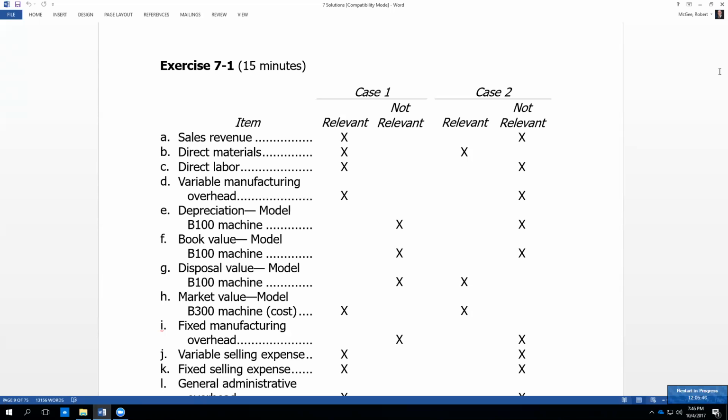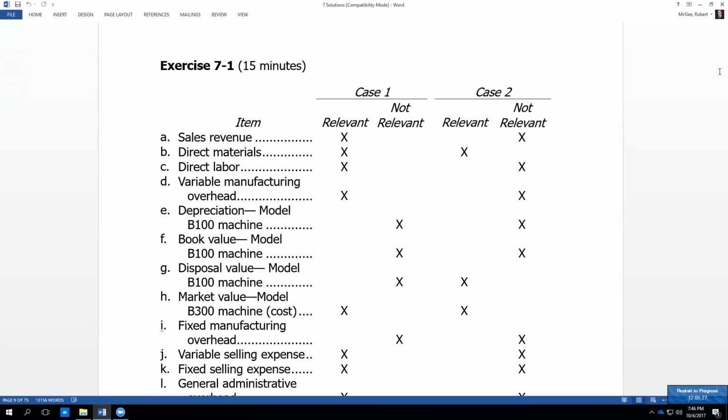So for part E, depreciation on the old machine, the B100, that's irrelevant because you're already using the B100 to capacity. The depreciation, whether you buy a new machine or not, is going to be the same. Depreciation on the old machine is going to be the same. So for part E, that's not relevant.